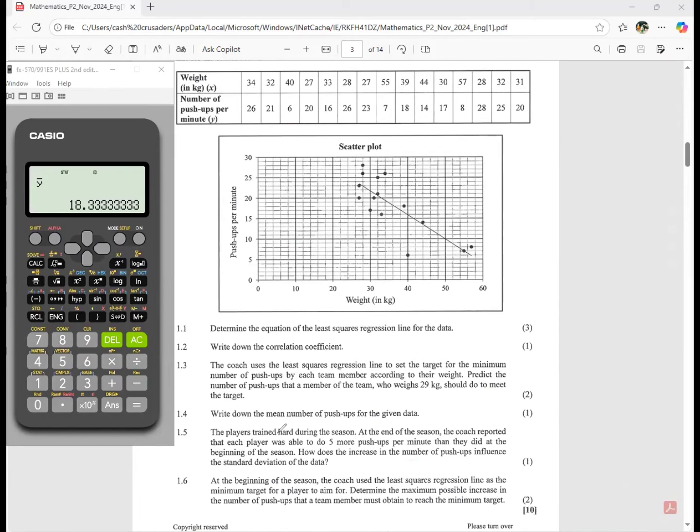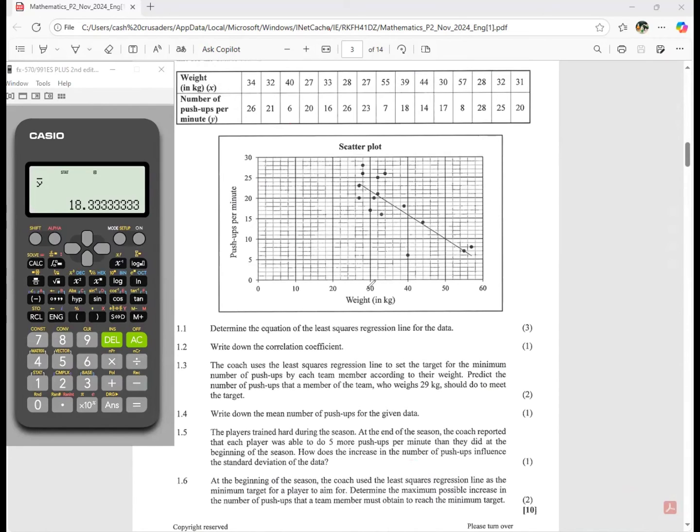Okay, so we have 1.5. It says the players trained hard during the season. At the end of the season, the coach reported that each player was able to do 5 more push-ups per minute than they did at the beginning of the season. How does the increase in the number of push-ups influence the standard deviation of the data?